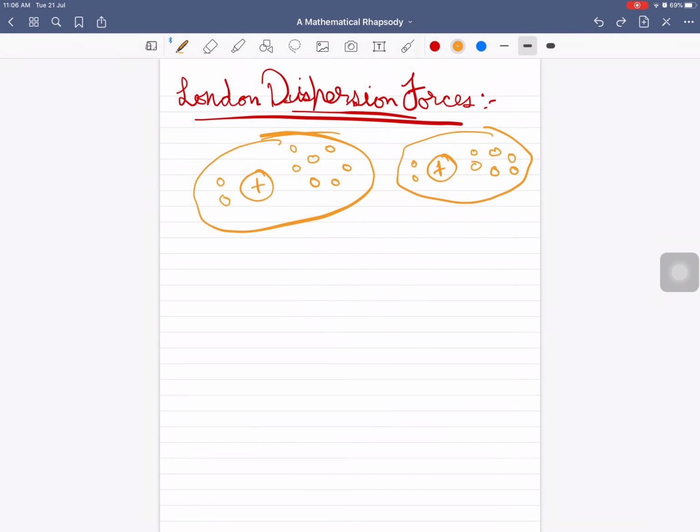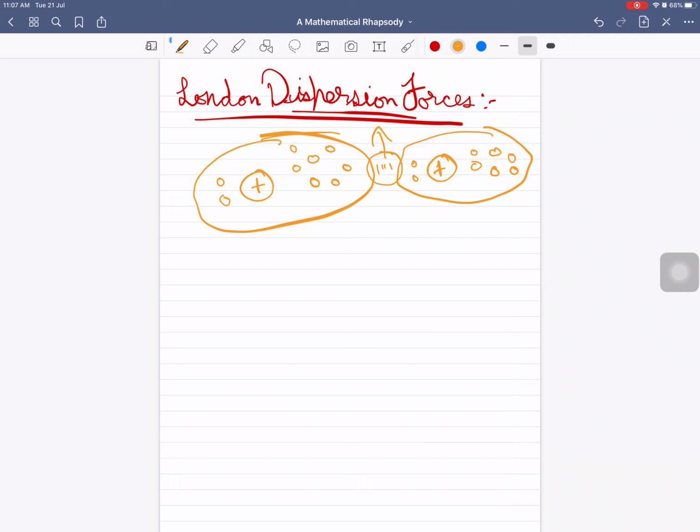So this creates a partial negative charge and this creates a partial positive. The electrons are there, but the positive charge over here dominates these electrons. So that is why there is a partial positive charge there. This will contain partial positive, partial negative. Now, since they are partially positive and partially negative, these ends will attract. This is what is called a London dispersion force. Now, this is very, very weak.